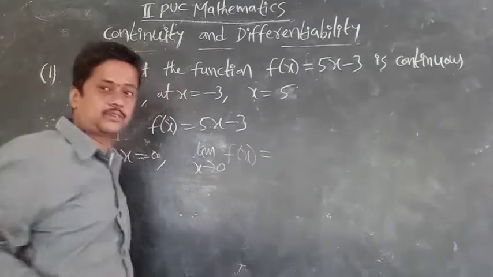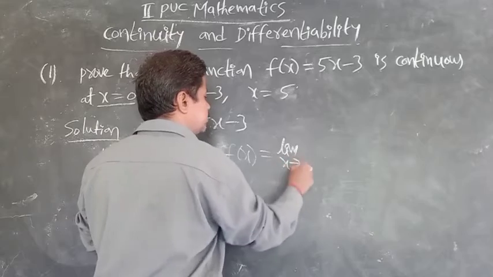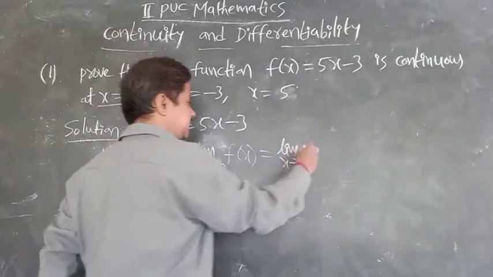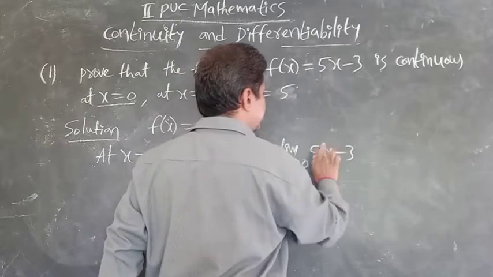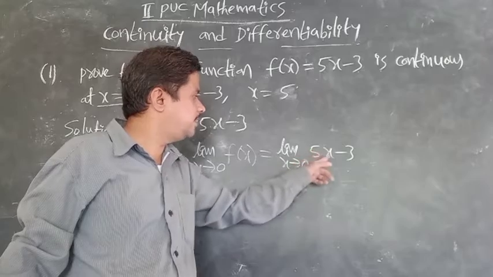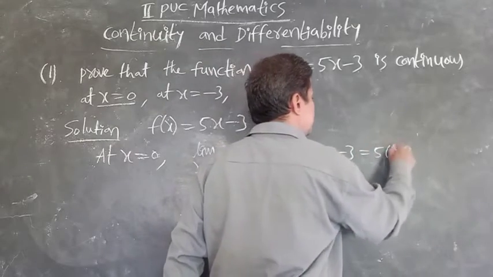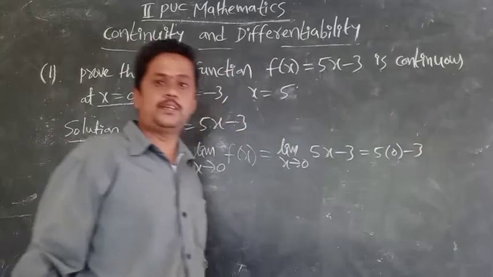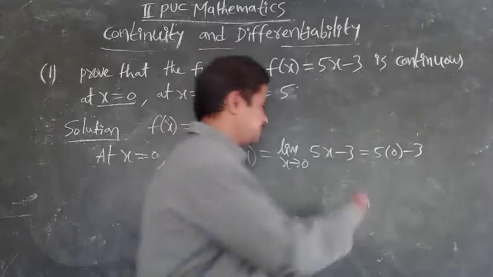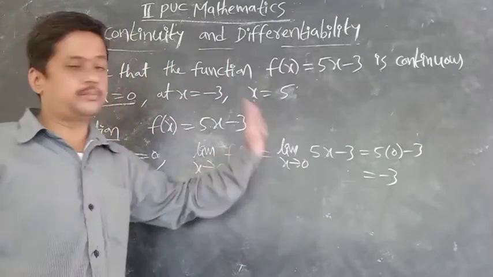F of x. Limit x tends to 0, f of x equals 5x minus 3. Substitute this value, 0. 5 into 0 minus 3. So 5 into 0 is 0. 0 minus 3 is minus 3. So therefore, the first value, the LHS, is minus 3.